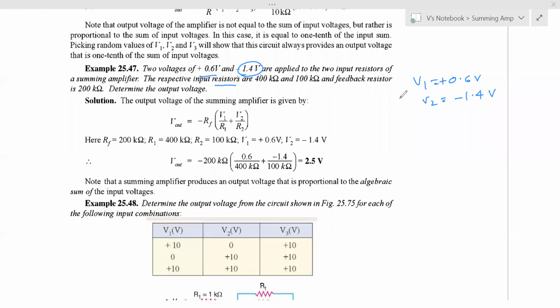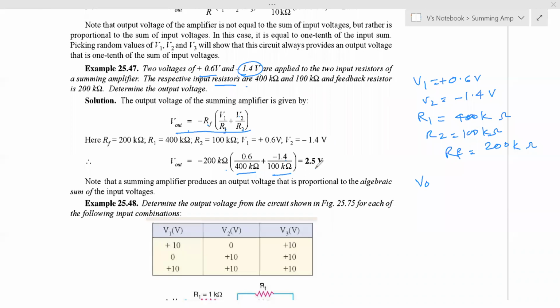And the respective input resistors are, now the diagram is not given. R1 equal to 400 kilo ohm, R2 equal to 100 kilo ohm, and feedback resistor RF is 200 kilo ohm. All the values are different. Okay, so what is our equation? V out equal to minus RF V1 upon R1 plus V2 upon R2. Because values are different, we can write R1 and R2 inside the bracket, right? Substitute all the values and solve it.